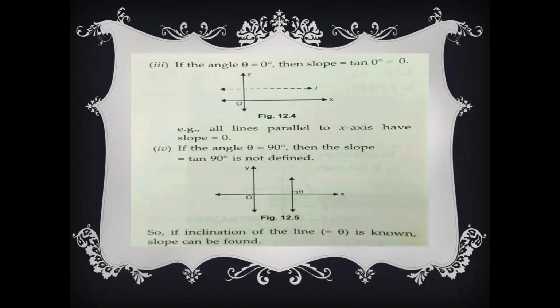There are a few conditions. If the line is parallel to the x-axis, then the angle is 0 degrees, hence tan 0 is 0. So the slope of all the lines parallel to the x-axis is 0. Just need to remember this. Same goes for the perpendicular case. Tan 90 degrees is not defined, so any line which is parallel to the y-axis, meaning it makes a 90 degree angle with x, we cannot find the slope of it. It is not defined.